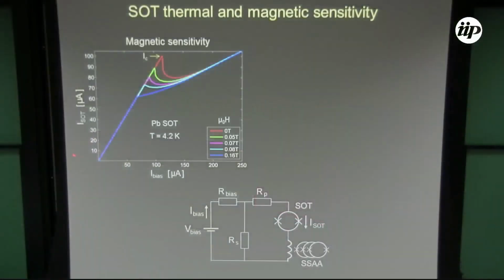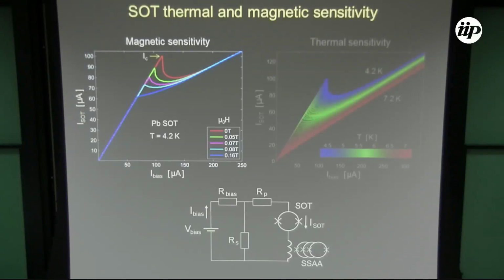So coming back to SQUIDs on tip, these are the IV characteristics of our SQUIDs using this electrical diagram. The details are less important. What is important is that the IVs are linear up to the critical current, and then they change their characteristics. And the critical current is sensitive to magnetic field. This is what makes these devices sensitive magnetometers.